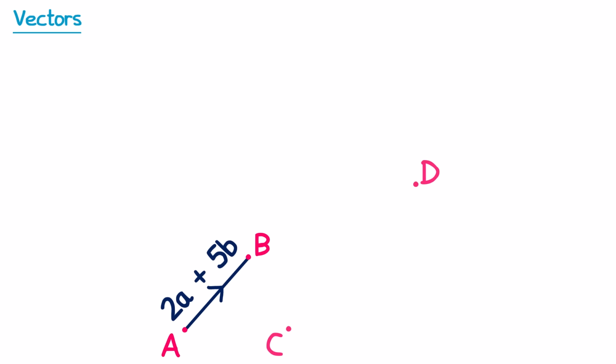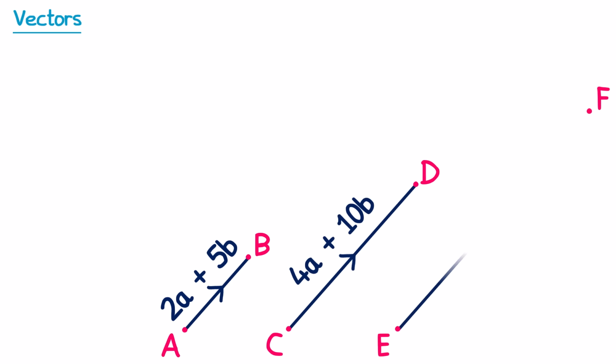Next, we're going to take a look at a property of parallel vectors. If we take a vector from A to B, and let's call it, for argument's sake, 2a plus 5b, then we draw another vector from C to D which is parallel to this, so it goes in the same direction but it's longer. This could be 4a plus 10b. And we'll do a third one from E to F that's longer still, but also parallel, so 6a plus 15b.